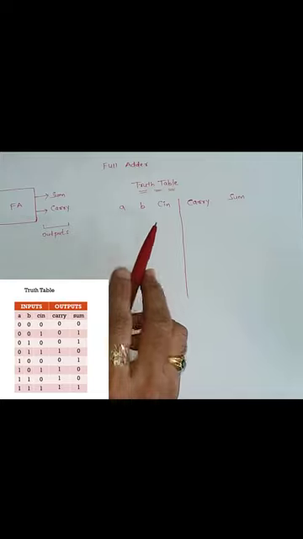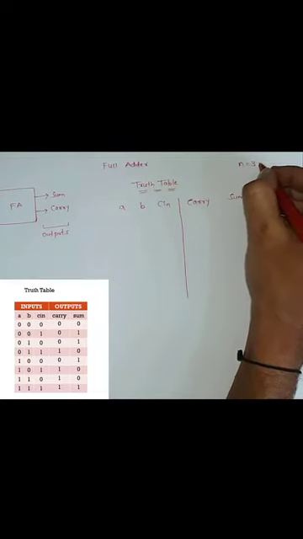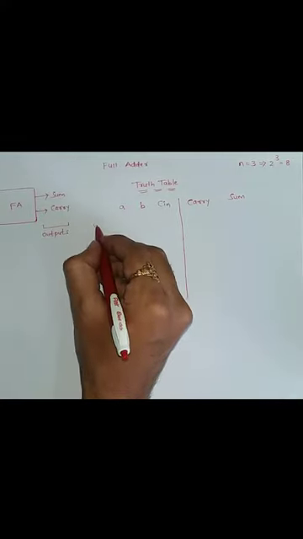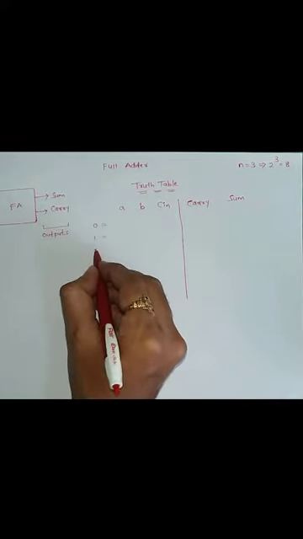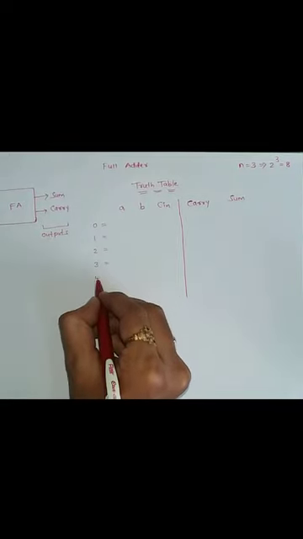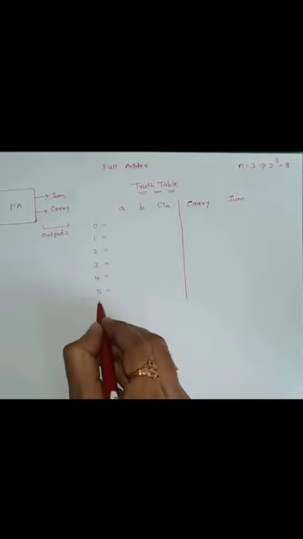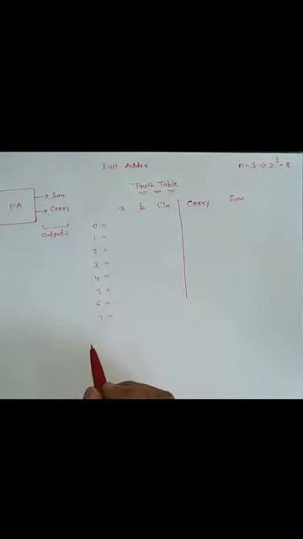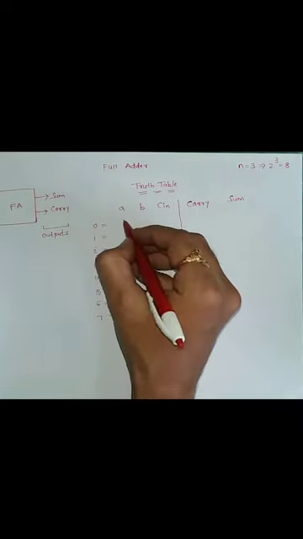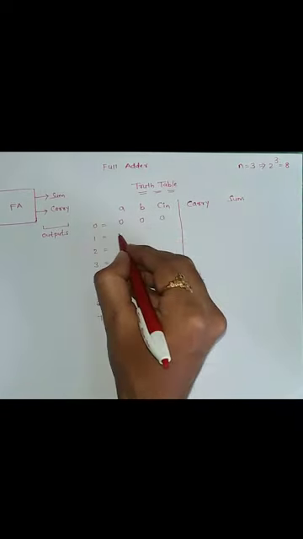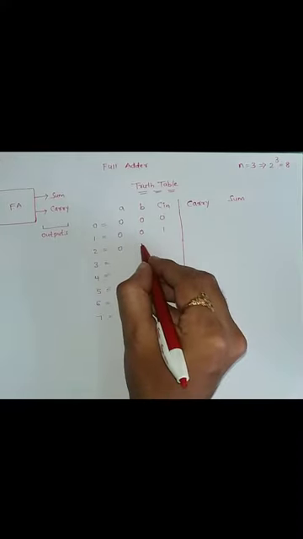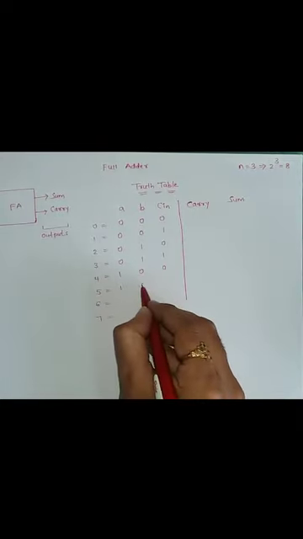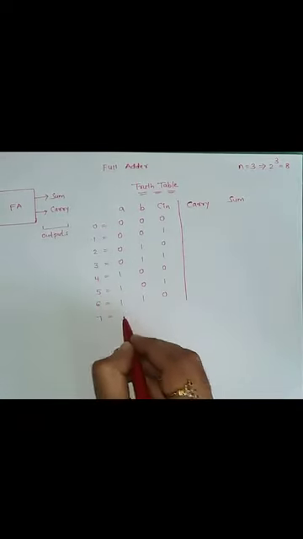As 3 inputs are there, I'll take n equal to 3, which contains 2 power 3 combinations, means 8. Those combinations are 0, 1, 2, 3, 4, 5, 6 and 7. All these are decimal equivalents. Now for this I am going to write the binary. The binary equivalent of 0 will be 0, 0, 0, then 0, 0, 1, 0, 1, 0, 0, 1, 1, 1, 0, 0, 1, 0, 1, 1, 1, 0, 1, 1, 1.